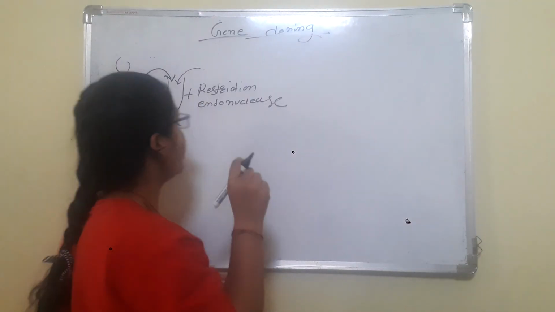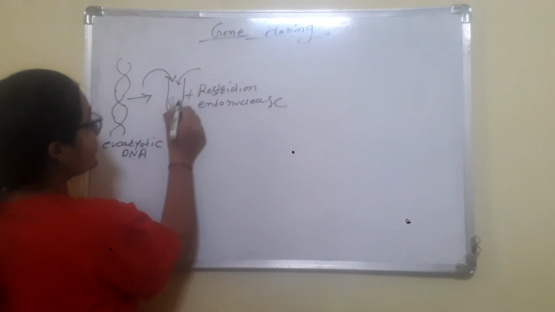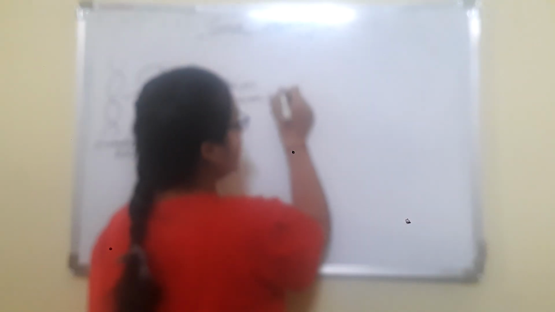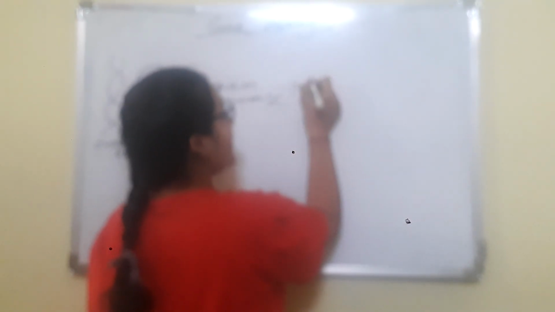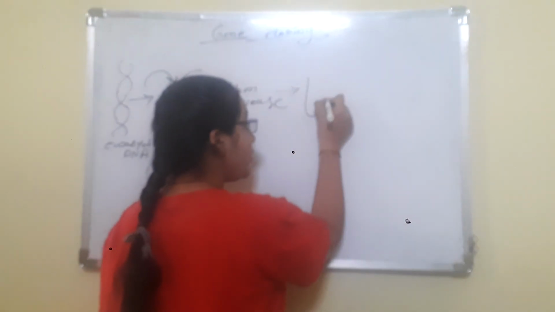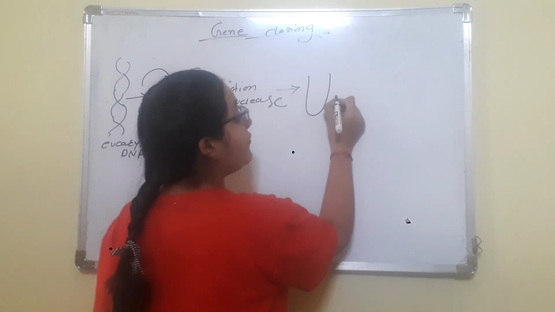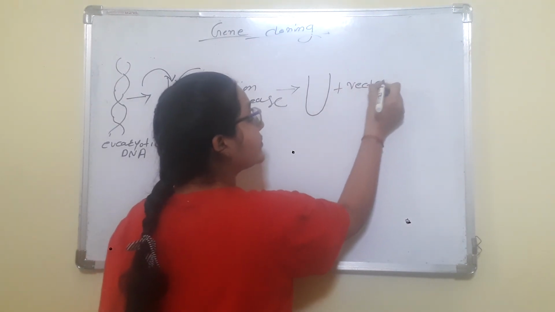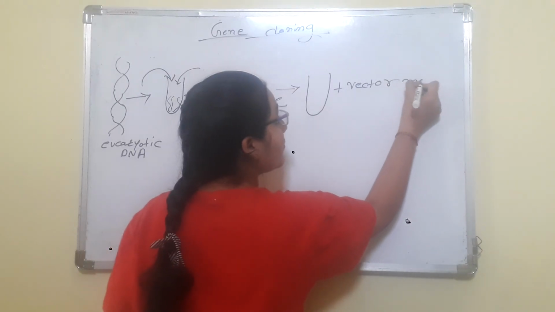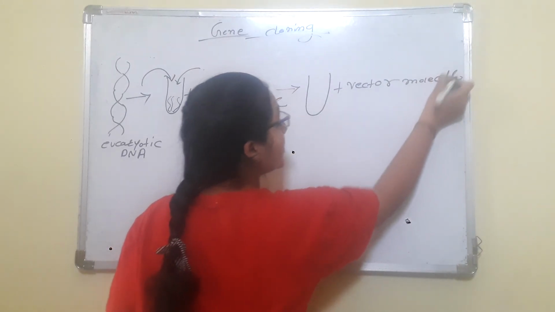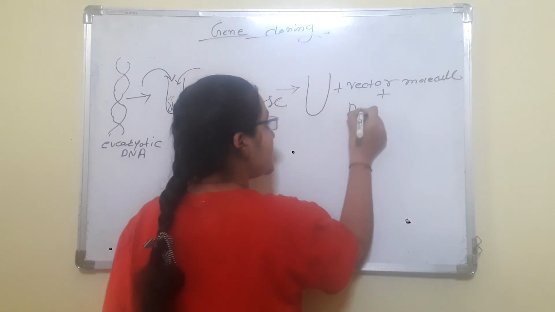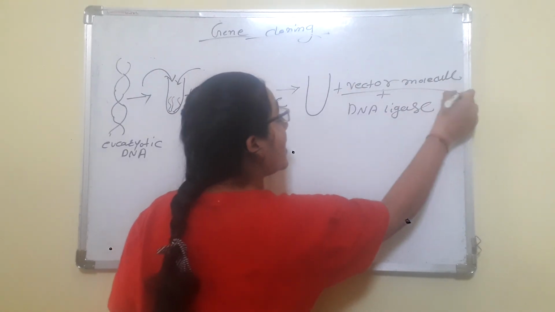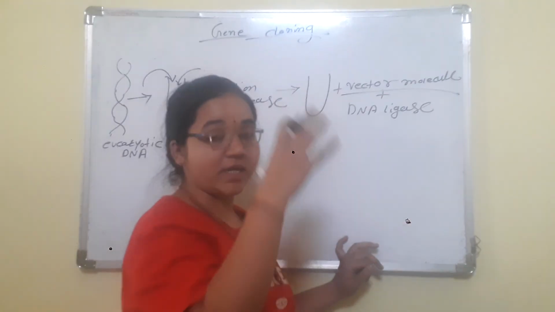So imagine the fragments are made, and then next take a second experimental tube. In this tube we add a vector molecule plus DNA ligase enzyme. The vector molecule is used as a vehicle to transfer the specific targeted sequence from one bacterial body into another.